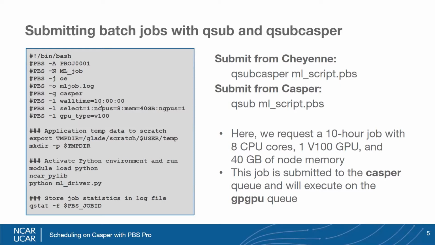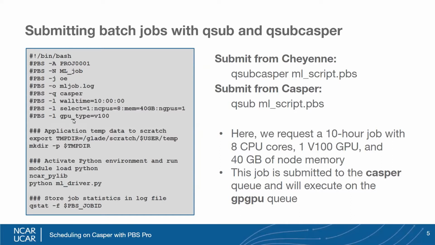So you can see I'm setting the wall time here to 10 hours. I'm asking for 8 CPU cores in this select statement, and CPUs equals 8. 40 gigabytes of node memory, so that's an important distinction there. This mem only specifies the node memory, it doesn't have anything to do with the GPU memory. But I am also asking for 1 GPU in this select.